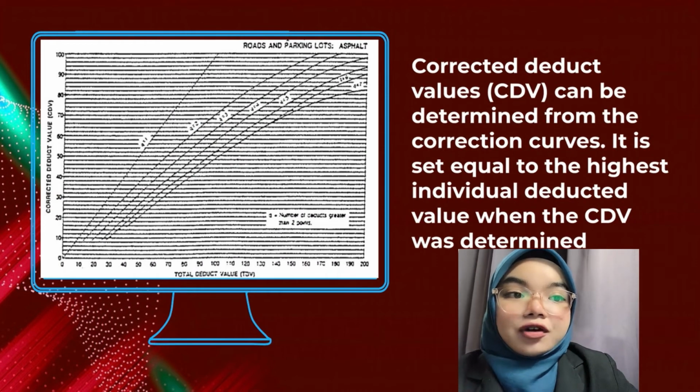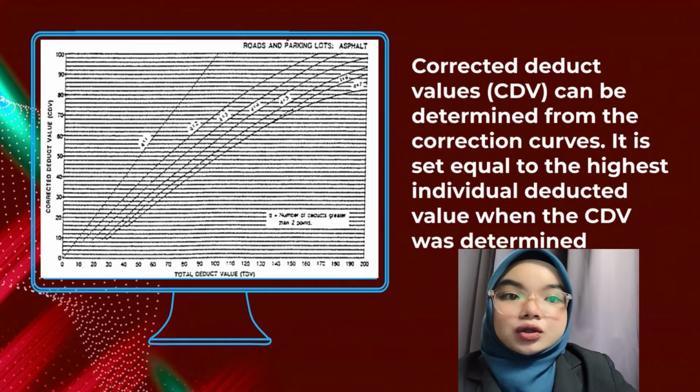This is the graph of corrected deduct values for flexible pavement. The total deduct value (TDV) is computed by summing all individual deduct values, while the corrected deduct value (CDV) can be determined from the correction curve. The CDV is set equal to the highest individual deduct value when any individual deduct value is higher than the CDV, and the equations are used to get the PCI value.